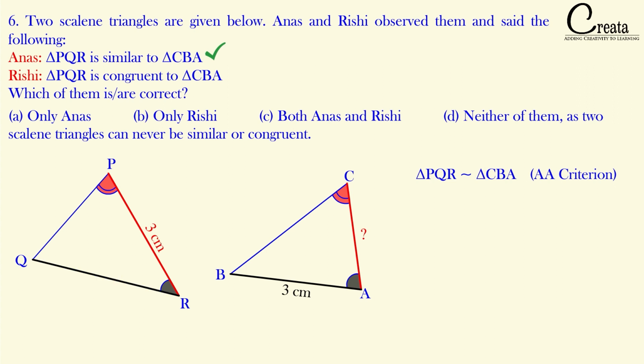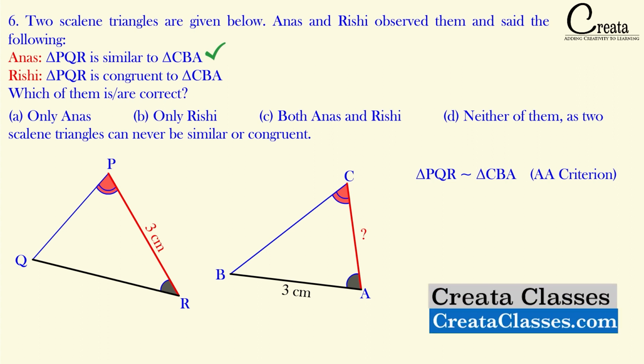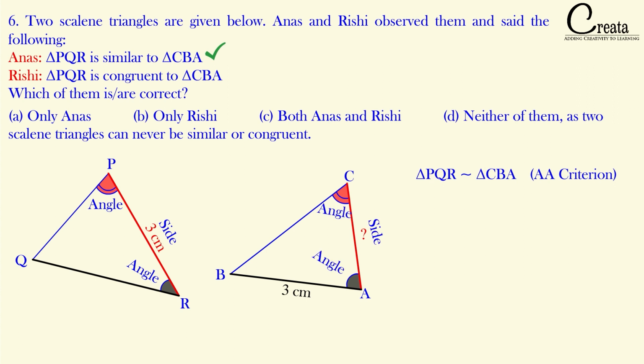So if we want to apply the angle side angle criteria, the criteria for congruency of two triangles, it will not be applicable here. Angle side angle in this triangle is not matching with angle side angle of the second triangle. So the statement given by Rishi, that triangle PQR is congruent to triangle CBA, is wrong. That is incorrect. So only Anas is right, that is, both triangles are similar to each other. So the answer is option A, only Anas is right.